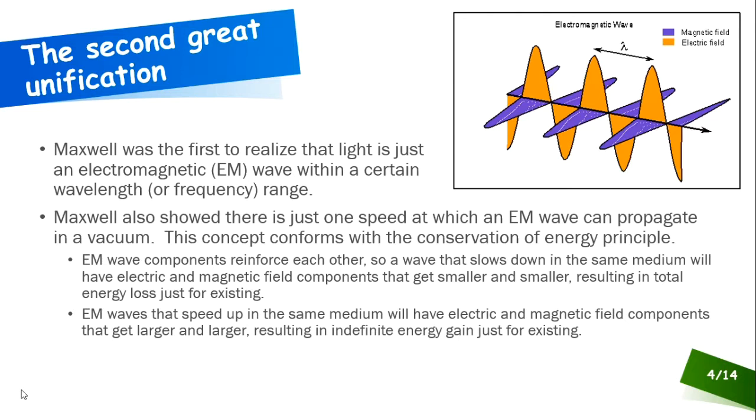In order for energy to be conserved, because energy cannot be created or destroyed, just transformed or transferred, the speed of the wave has to remain constant when it's going through the same medium.